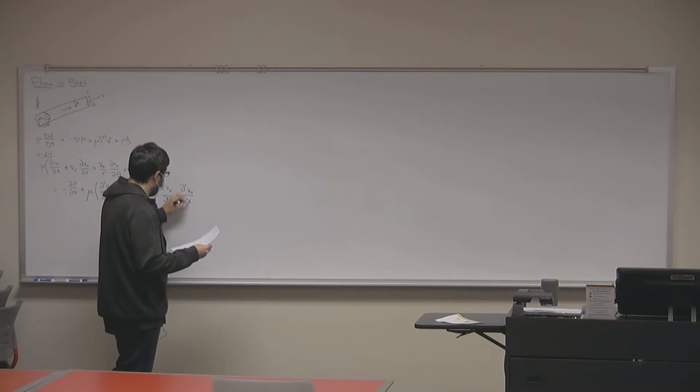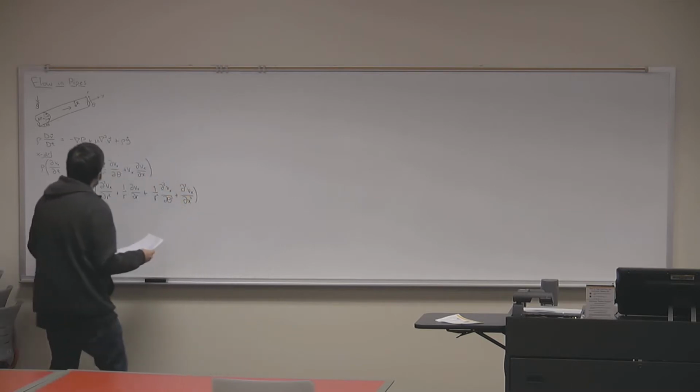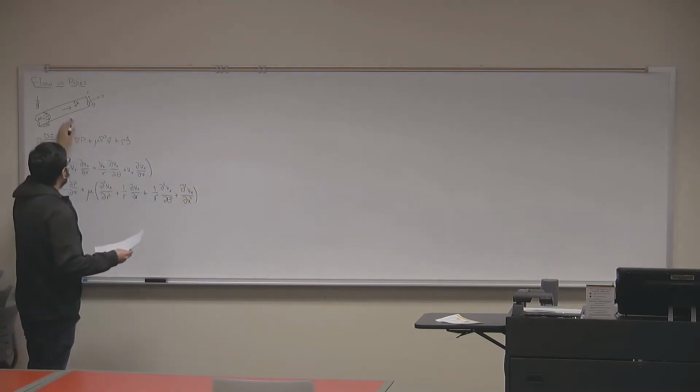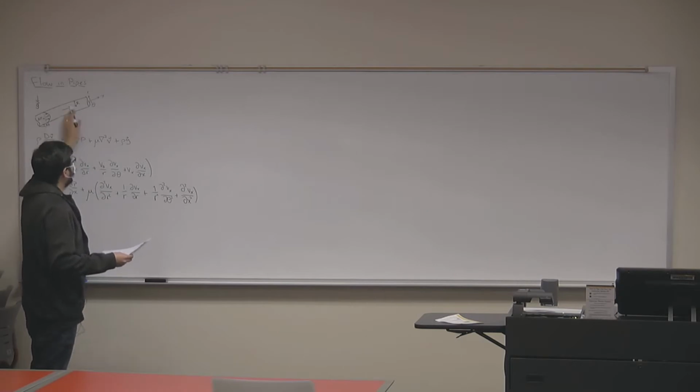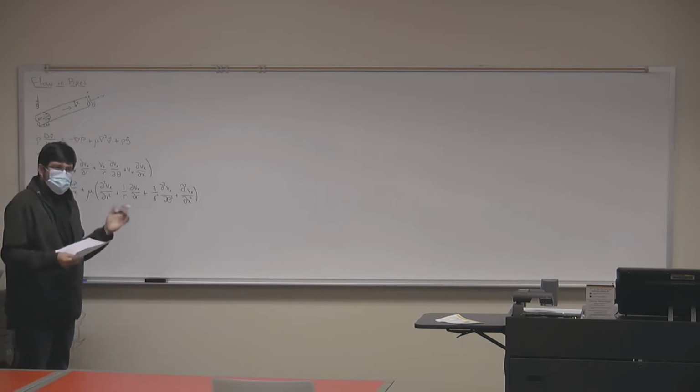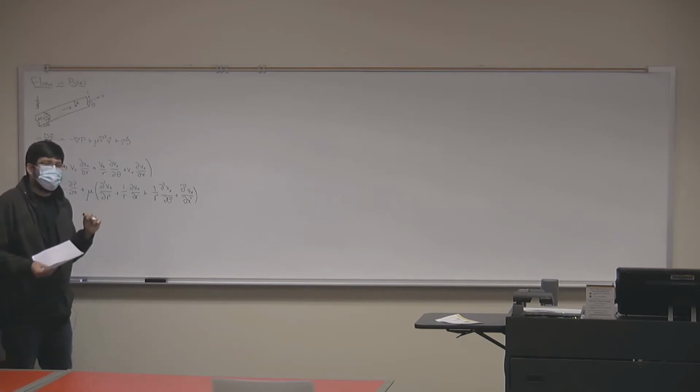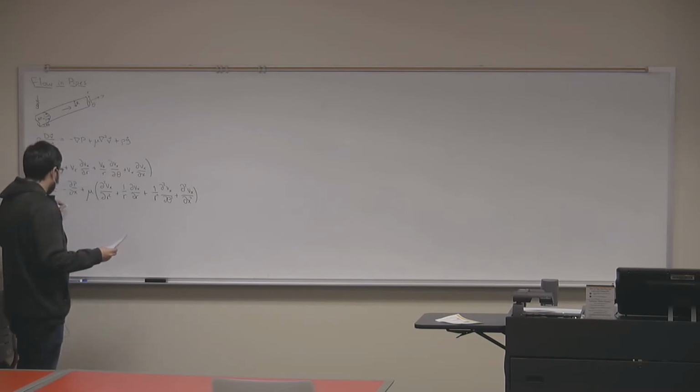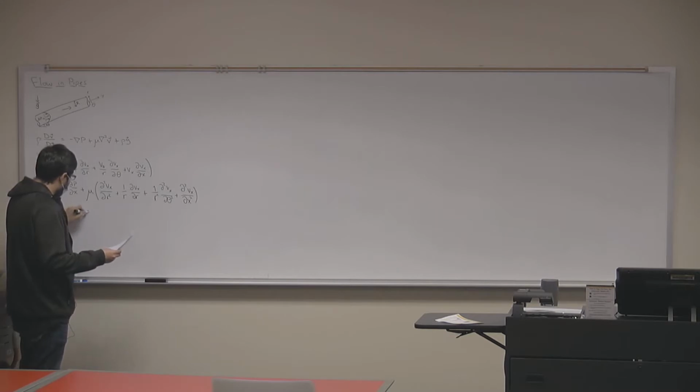Why not Cartesian coordinates? In Cartesian coordinates, the flow varies in the y and z directions as well, and I would say good luck trying to solve that equation. This is going to be really, really hard. So that's why we use cylindrical coordinates instead.